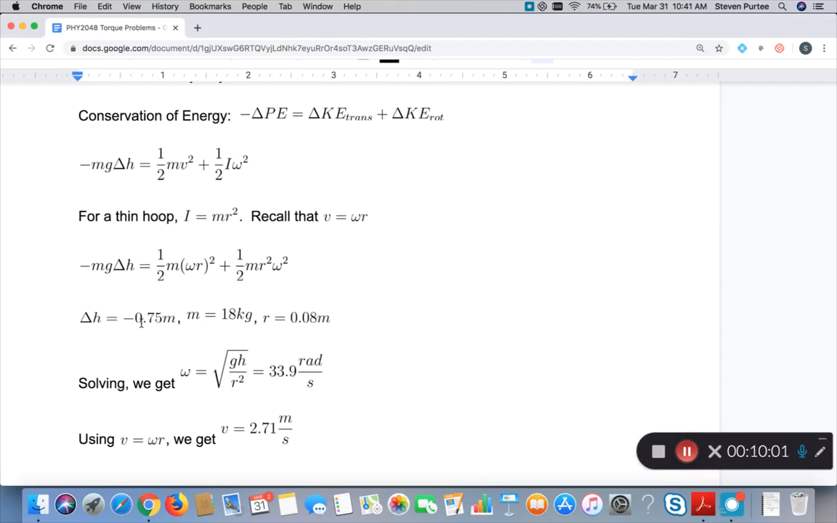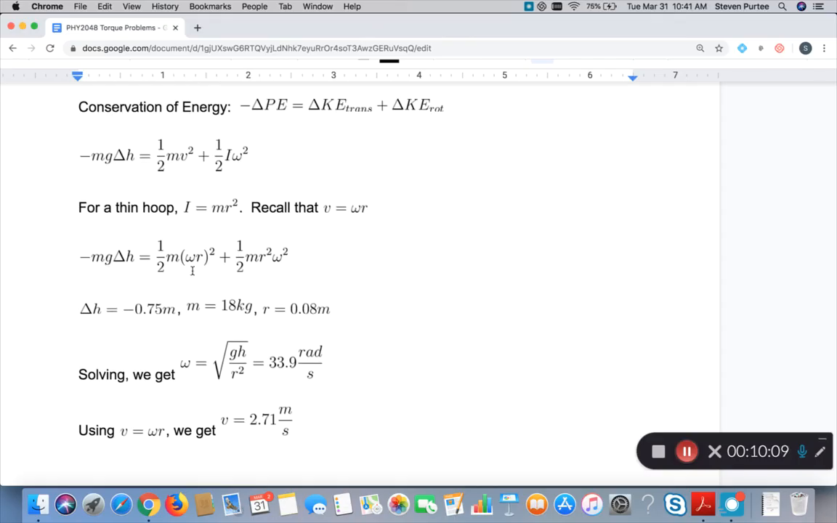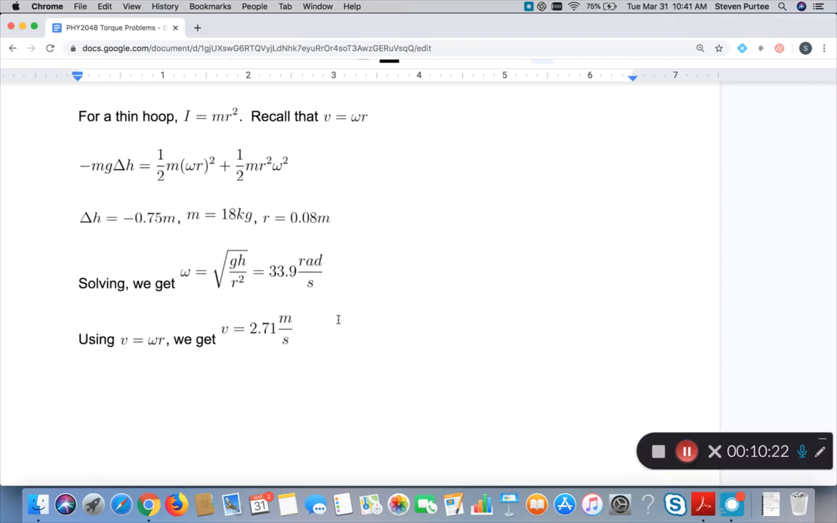So our change in height, we drop 75 centimeters. We have our mass, we have our radius. Just plugging everything in here and solving. Try that on your own. Solve that for omega. We get omega square root of GH over R squared. Notice the masses all cancel out. It's independent of mass. That's 33.9 radians per second.